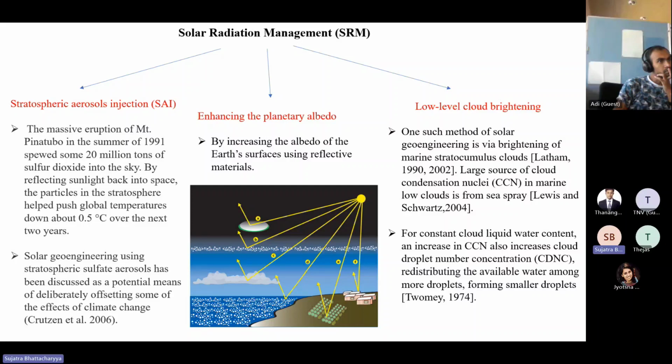The large source of this is cloud condensation nuclei. If we can spray some sea salt into these marine clouds, the sea salt becomes the center for the formation of condensation nuclei, which can increase the cloud droplet number concentration, which further increases the thickness, so there is more reflectivity. So low-level cloud brightening also increases the reflectivity of the sun rays.